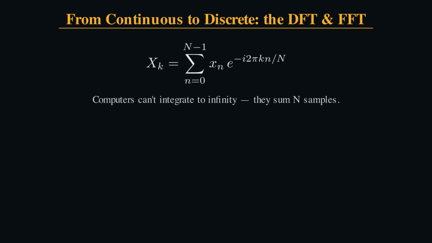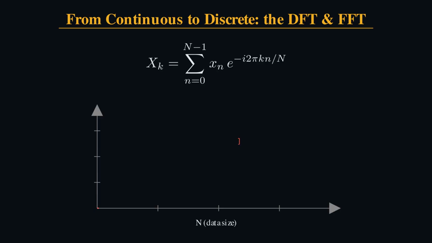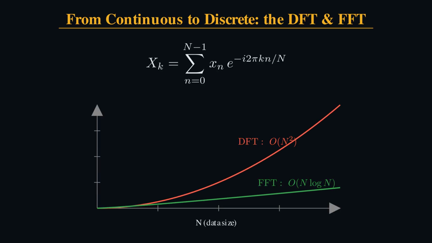samples. So in practice, we use the discrete Fourier transform, the DFT. It replaces the integral with a sum over n samples. Same idea, probe each frequency by multiplying with a spinning exponential, then add it all up. But there is a catch. Computing the DFT directly costs n² operations. For a million samples, that is a trillion multiplications.